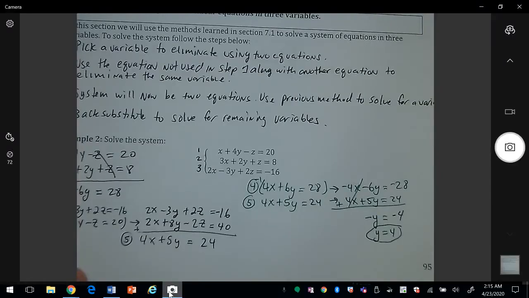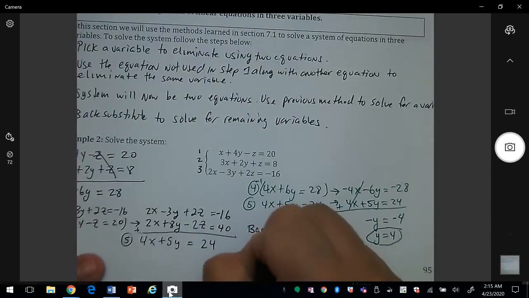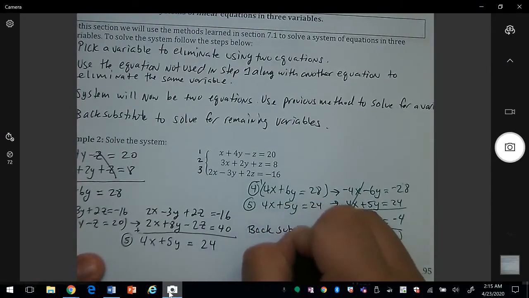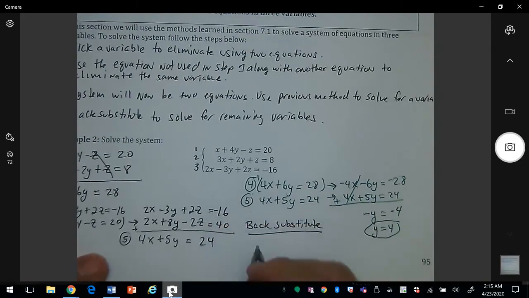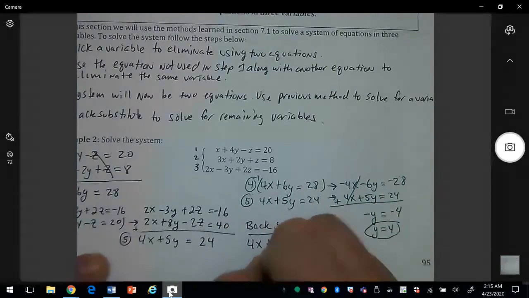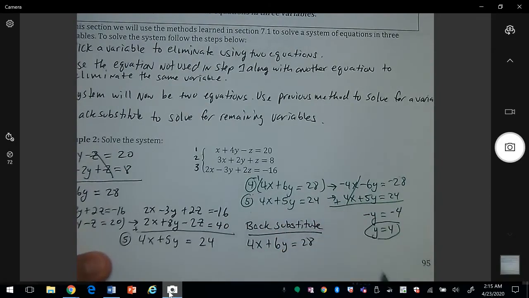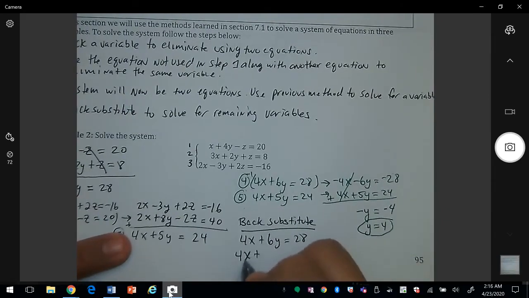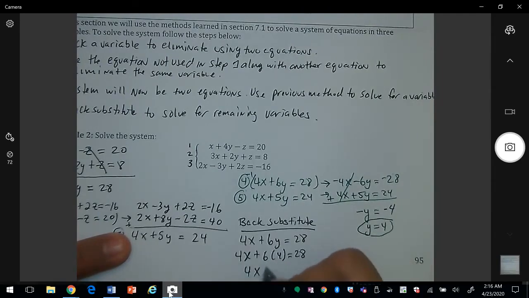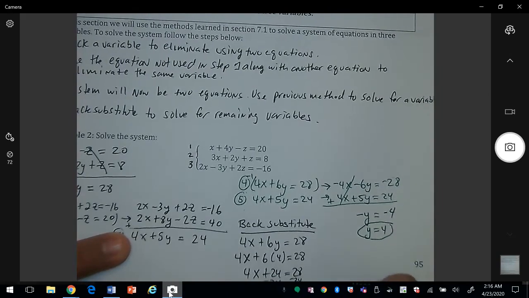So we can back substitute. And first you want to back substitute into equation 4 or 5. So let's choose equation number 4. Okay, so we just found out y is equal to 4. So I'm going to substitute 4 for y. Subtract 24. So x is going to be equal to 1.